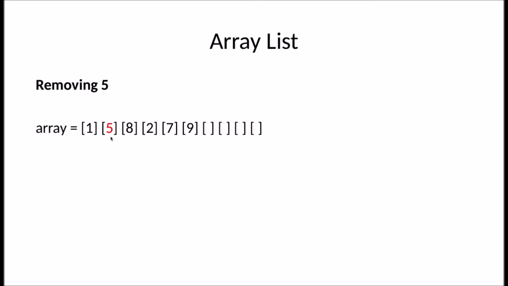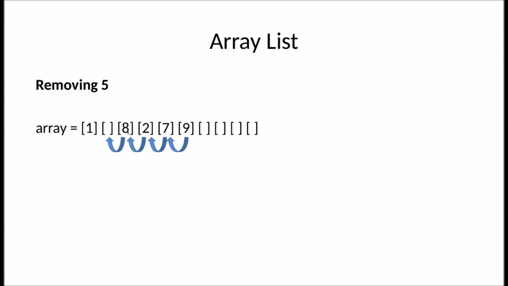Note that when removing an element in an array list, this would leave an empty position, and that's not wanted. So what has to happen here is shifting all the subsequent elements over to the left by 1. So 8 would go into the index where 5 was just deleted, 2 would go where 8 was, 7 where 2 was, and 9 where 7 was, and then 9 would have to be deleted as well. So this is what it looks like after removing 5.